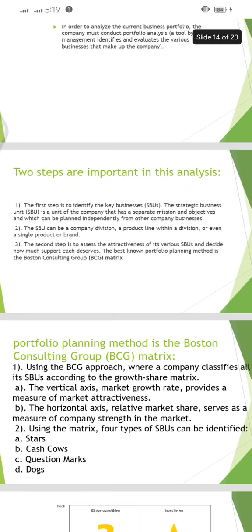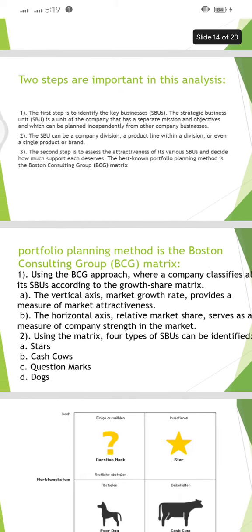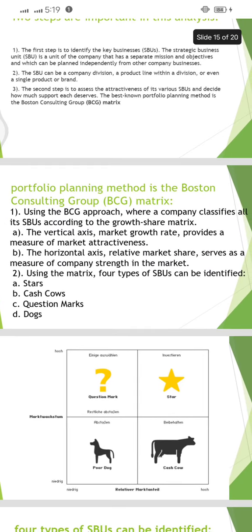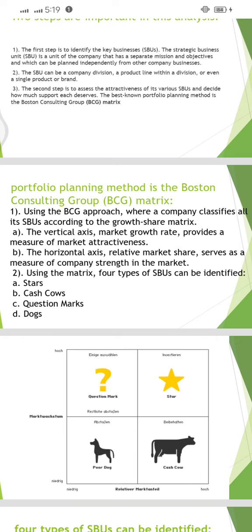The second step is to assess the attractiveness of its various SBUs and decide how much support each deserves. The best known portfolio planning method is the Boston Consulting Group BCG Matrix. आगे हम देखते हैं, portfolio planning method is the Boston Consulting Group BCG matrix.